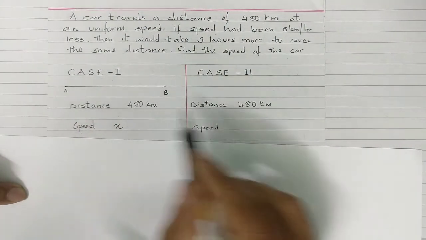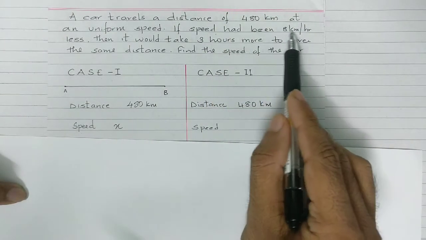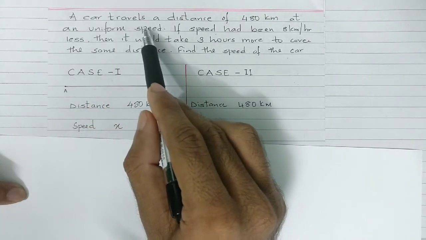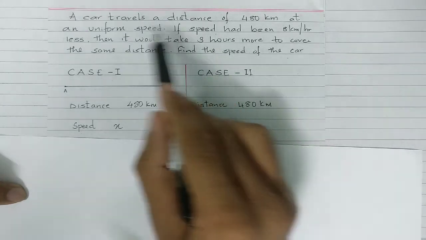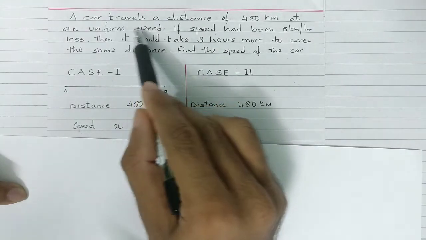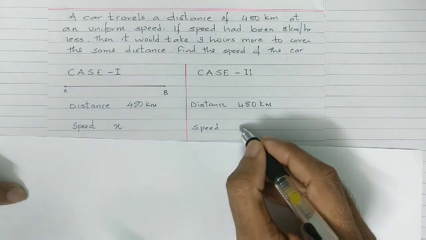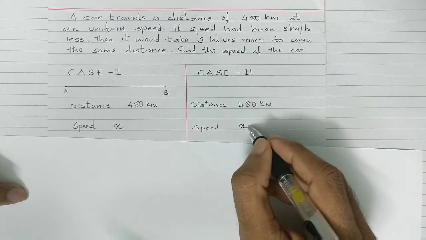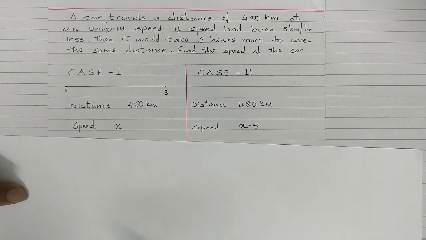In the second case, the speed had been 8 km per hour less. First it was this x, now it is less than that. So whatever this value was, it is 8 km per hour less. Since I said my initial uniform speed is x, 8 km per hour less will be x minus 8.